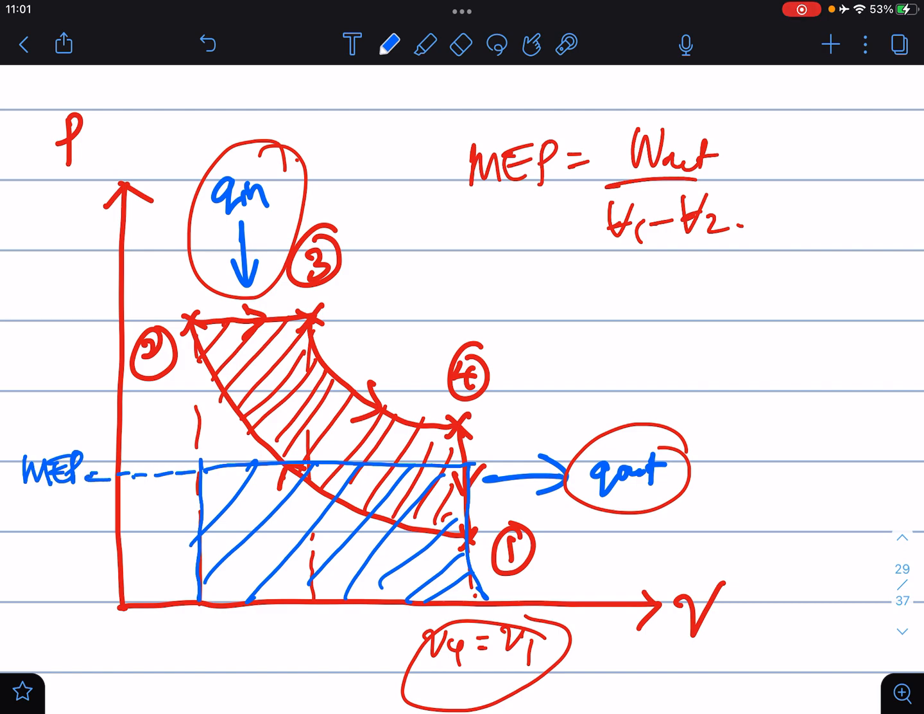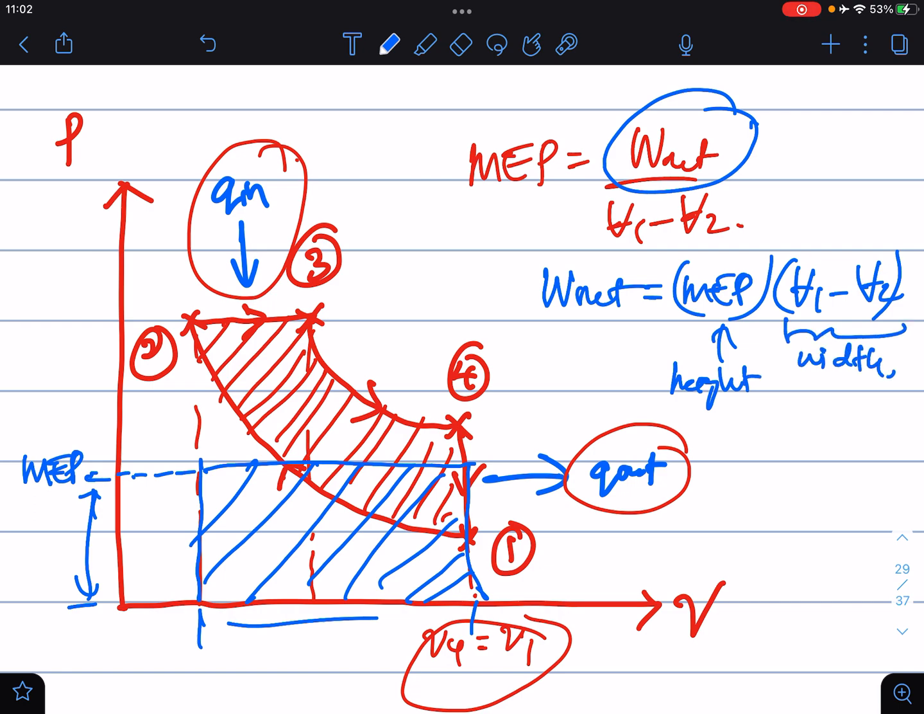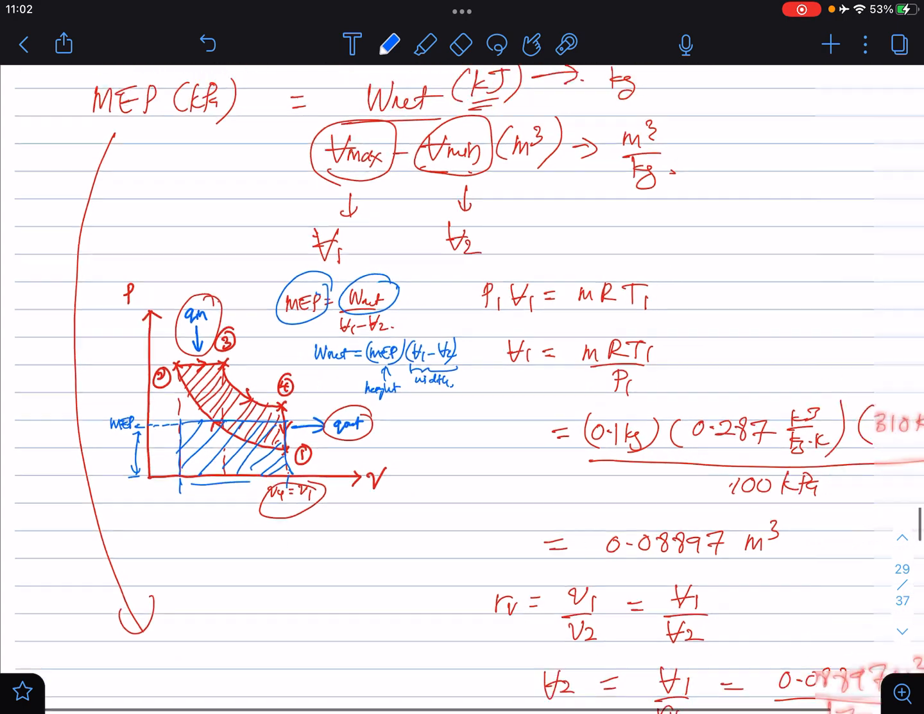So the height here is your MEP. The width here, from here to here, is your V1 minus V2. So basically what is enclosed by this curve is your work net. If you rearrange this equation, work net equal MEP times V1 minus V2. So this is the height of this diagram, and this is the width of this diagram. But this is the formula. Normally we want to find the operating or mean effective pressure of this cycle.